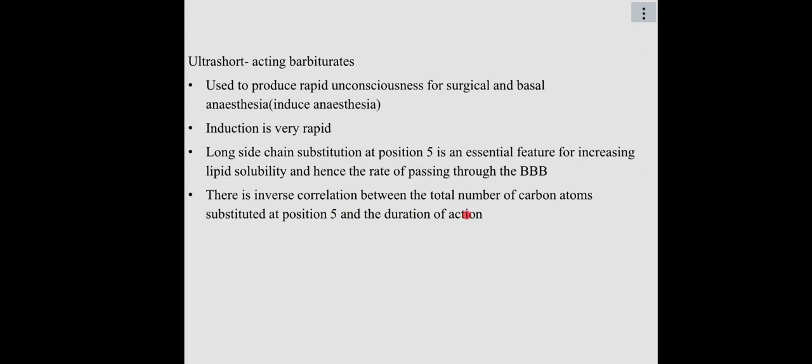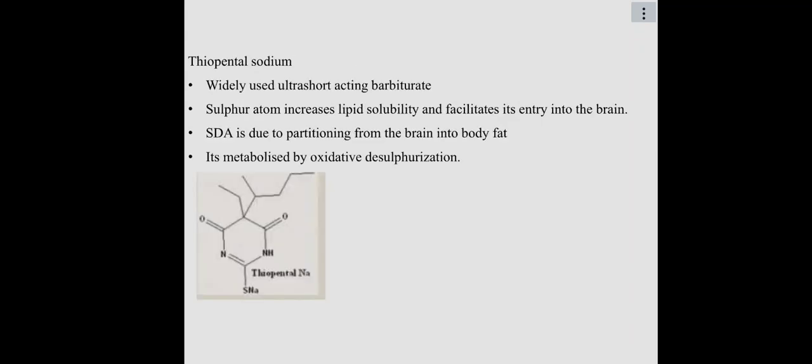There is an inverse correlation between the total number of carbon atoms substituted at position 5 and the duration of activity. The higher the number of carbon atoms, the more rapid the onset of activity and the shorter the duration of activity, because the duration of activity is determined by the fact that these barbiturates will move into the surrounding lipid tissues. Their rapid onset depends on their high lipid solubility that is given by those groups found at position number 5.